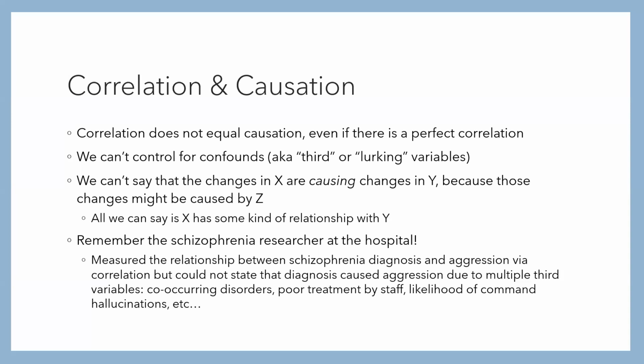And for one last quick example to illustrate the point, let's remember the schizophrenia researcher in the hospital that I talked about in tutorial 4. She measured the relationship between schizophrenia diagnosis and aggression via correlation, but could not state that the diagnosis caused aggression due to multiple potential third variables like co-occurring disorders, poor treatment by staff, or poor treatment for those diagnosed with schizophrenia, the higher likelihood of command hallucinations in individuals with schizophrenia, et cetera, et cetera. There's probably many, many of them.